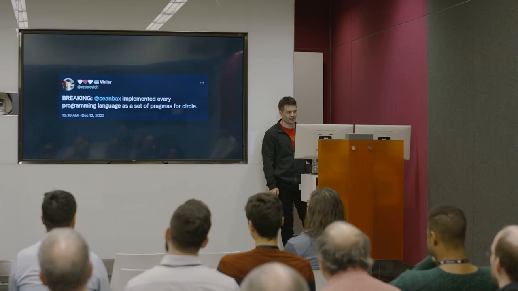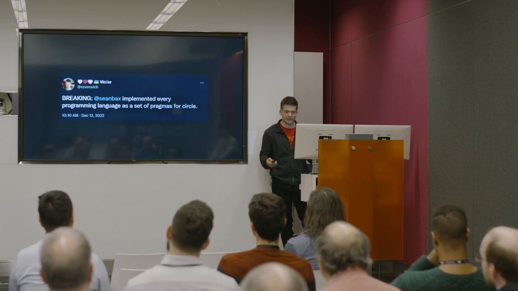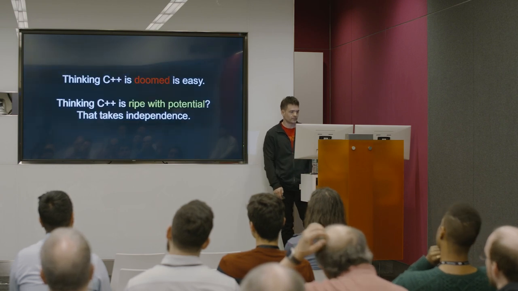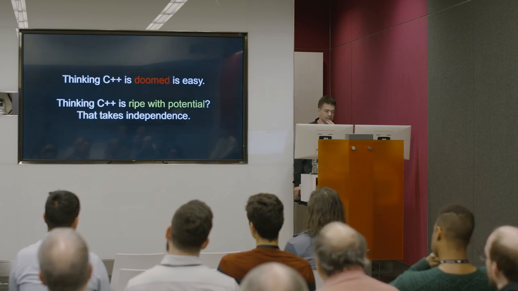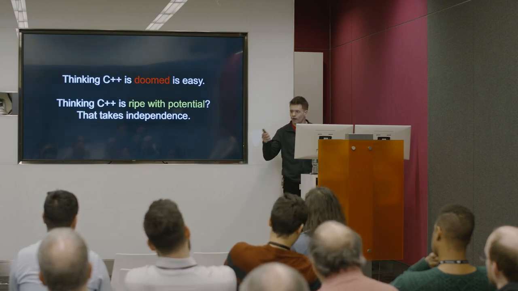In the C++ community, Victor has a tweet saying that he's implemented every programming language as a set of pragmas for Circle. And that would be fine for me. I think that's pretty neat. So thinking C++ is doomed is easy. Thinking C++ is ripe with potential, I think that takes independence of mind. So I hope we're all with me here to have the independence of mind to say, at least for the remainder of the hour, let's assume we're not doomed as a language and that we have a lot of potential. And even though we're saddled with decades of technical debt, those defects, I think, are easily remedied.